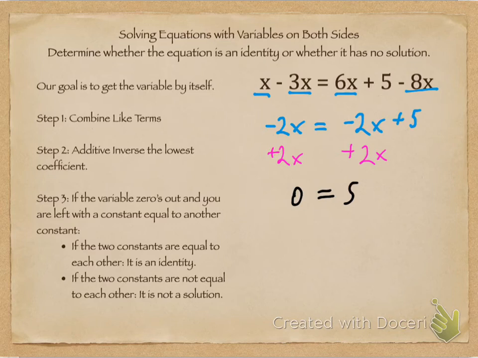Now, if you notice in step 3 on the left side of the board, you'll see that if you zero out your variables and you are left with a constant equal to another constant, we have two different alternatives. One, if your two constants are equal to each other, then this is an identity. If the two constants are not equal to each other, it is not a solution. Being that 0 does not equal 5, this is not a solution.